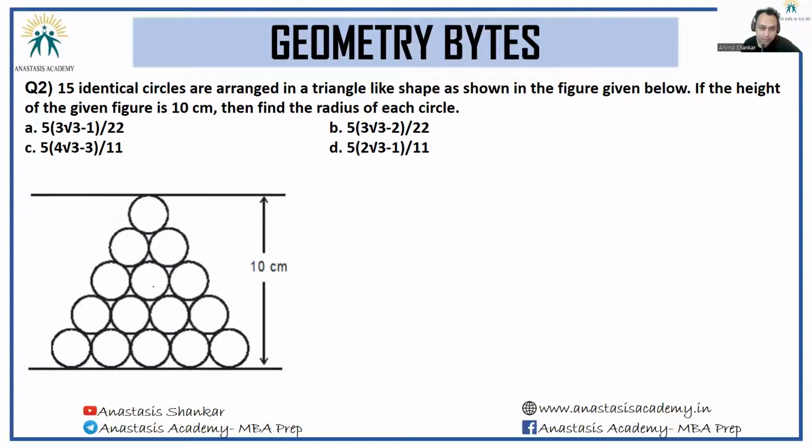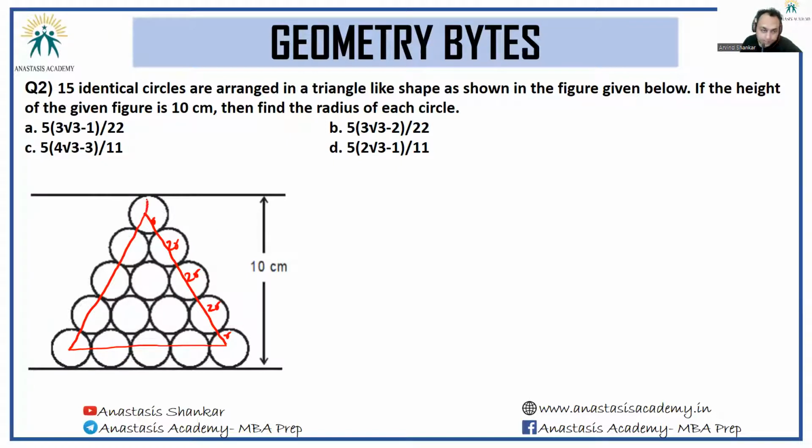The interesting thing here to note is, if I join the centers of all the outer circles, can you see an equilateral triangle will get created? An equilateral triangle will get created. This is 2R, this is 2R, this is 2R, this is R, and this is R. So an equilateral triangle with side 8R, where R is the radius of one of the small circles.